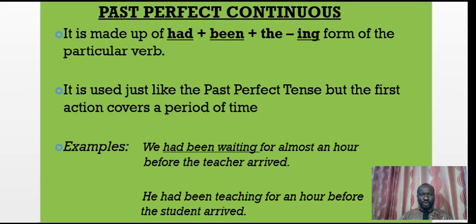Past perfect continuous. It is made up of had plus been plus the ing form of the particular verb. It is used just like the past perfect tense, but the first action covers a period of time. We had been waiting for almost an hour before the teacher arrived. He had been teaching for an hour before the students arrived.